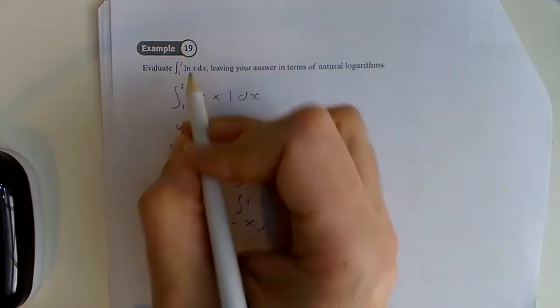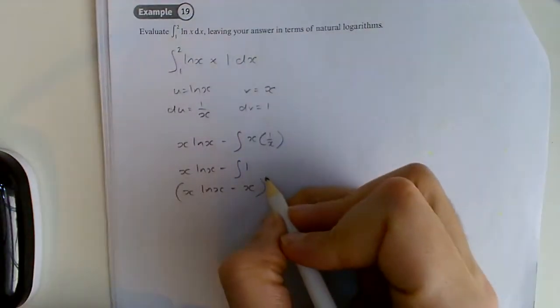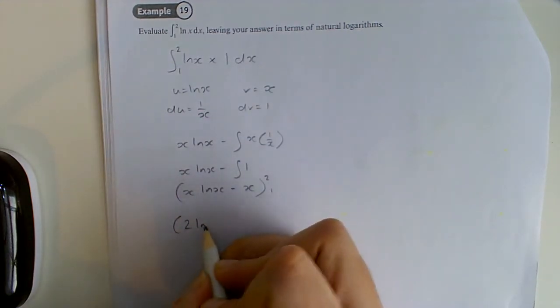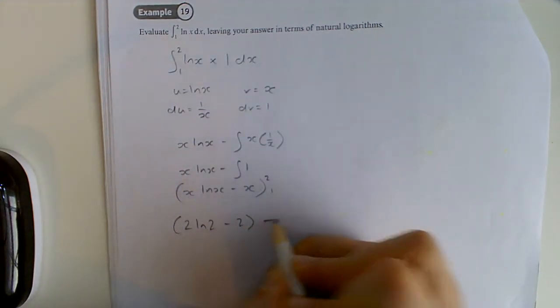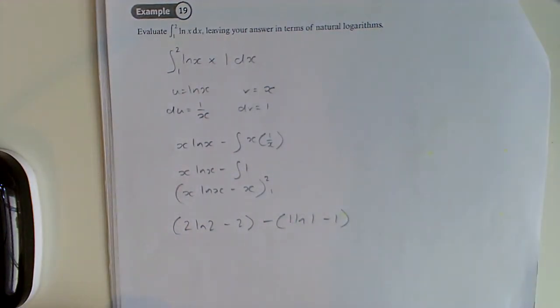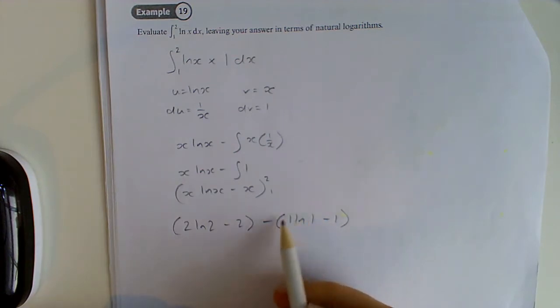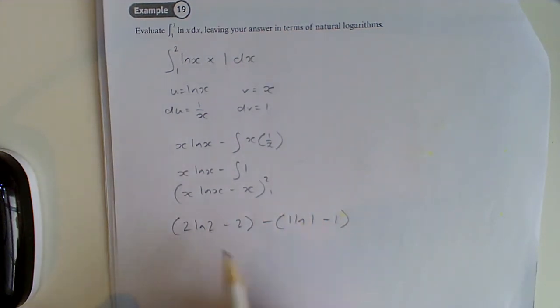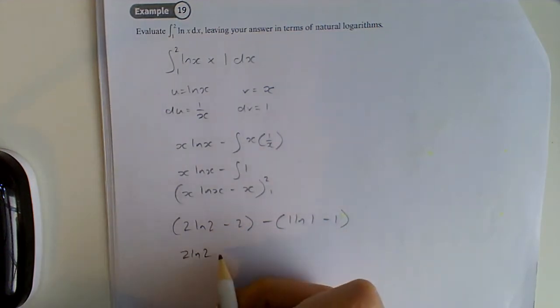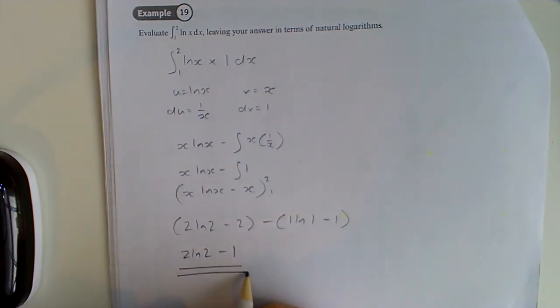And remember, this was a definite integral, so we want this between 2 and 1. So let's plug in all the 2's, which is going to give us 2 log 2 minus 2, minus 1 log 1 minus 1. Well, 1 log 1, remember, that's saying what power of e will give 1. What power always gives 1? 0, isn't it? So that means that that's 0. So we're going to get 2 log 2 minus 2 minus minus 1, which will be minus 1. So that's your answer there.